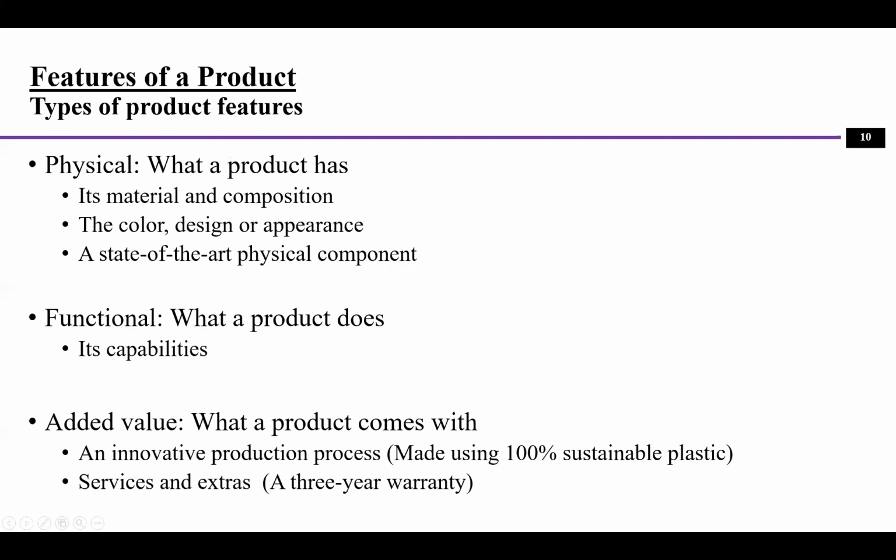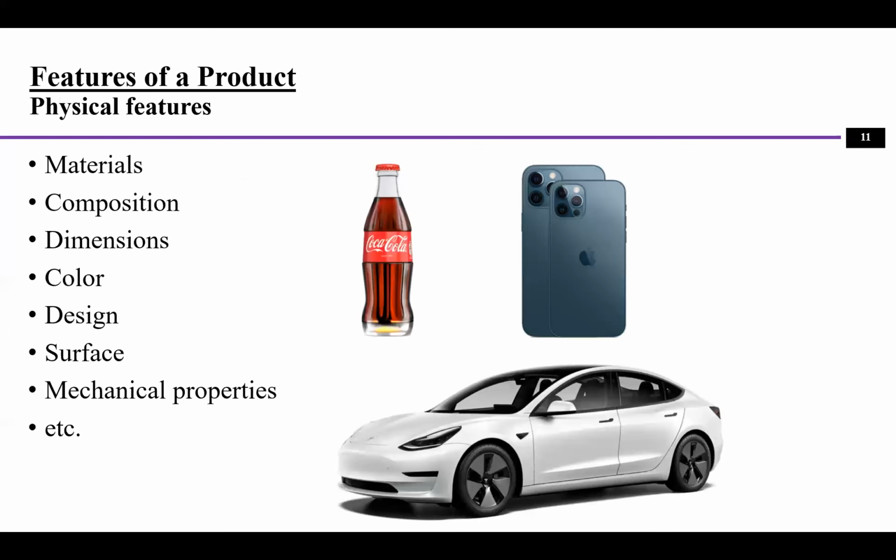Next, I want to talk a little bit about the features of a product. So the product includes the physical features, functional features, as well as added value. And first, let's start with the physical features. Physical features means what this product actually is physically, its physical properties. Physical properties can include materials, composition, dimension, color, design, surface, and also some other mechanical properties like the force, how much stress it can tolerate, something like that.